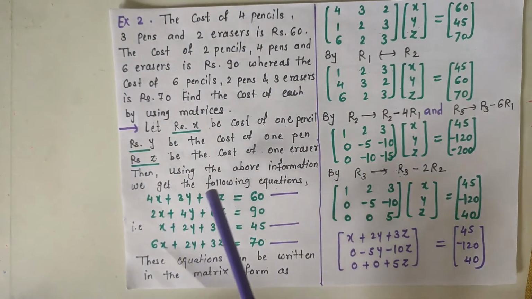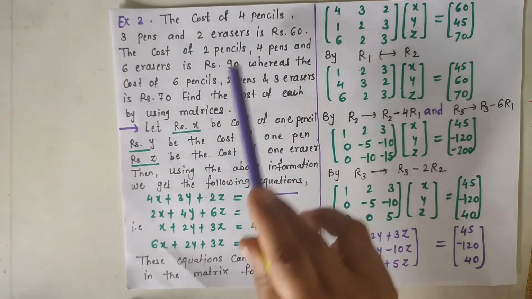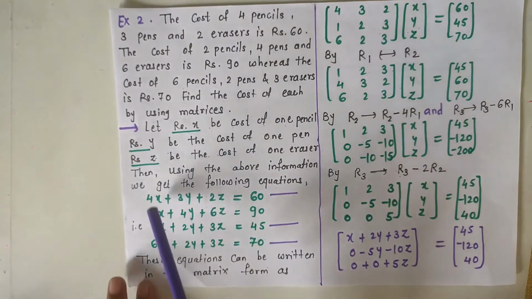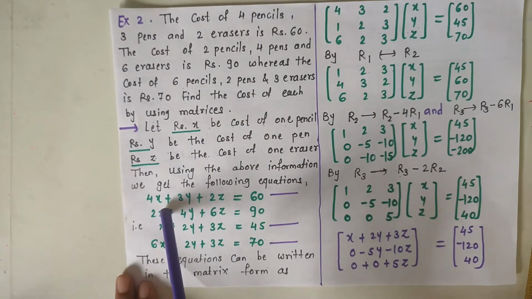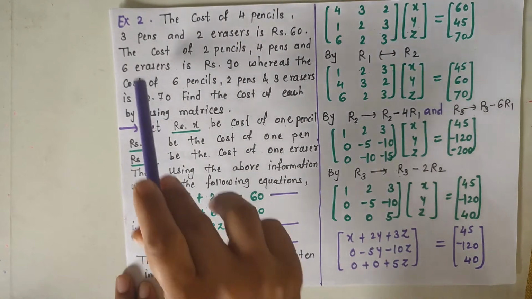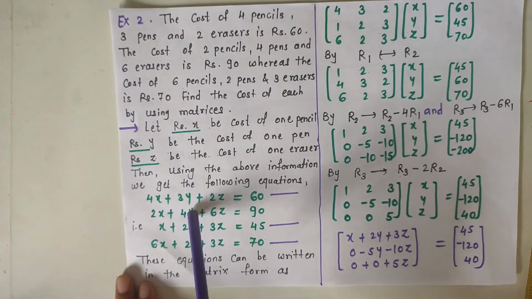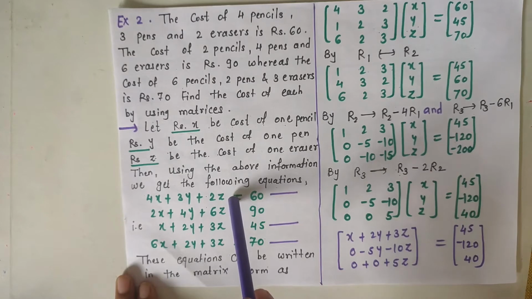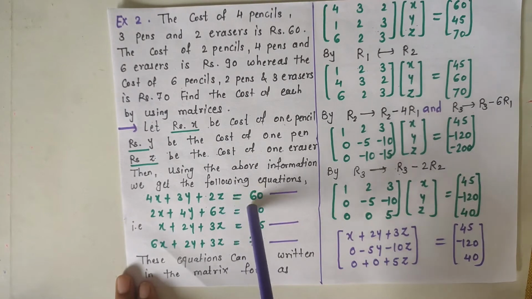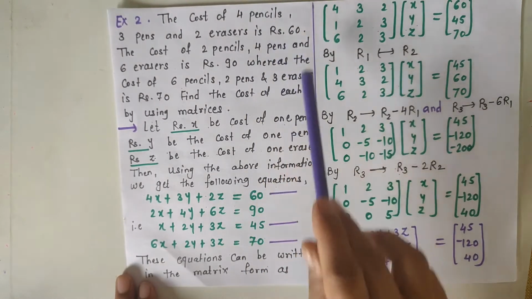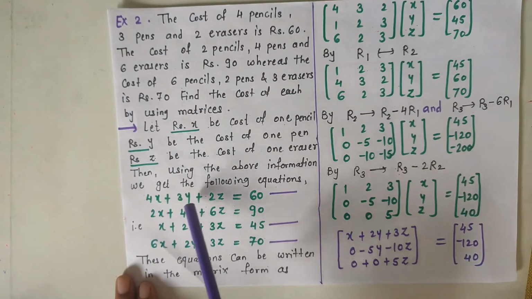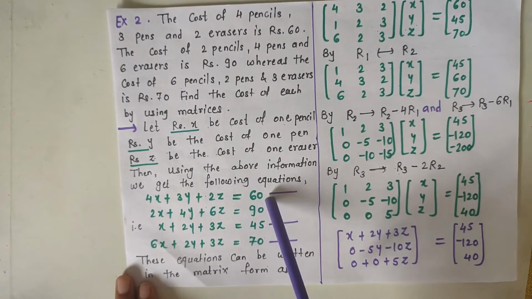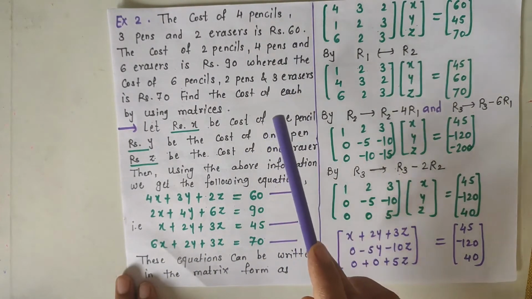So, according to the first condition, 4 pencils, 3 pens and 2 erasers is rupees 60. So, convert this condition into an equation. 4 into X, the cost of one pencil, plus 3 into the cost of one pen Y, plus 2 into the cost of one eraser Z is equal to the given rupees 60. So 4x plus 3y plus 2z is equal to 60 according to the first condition.